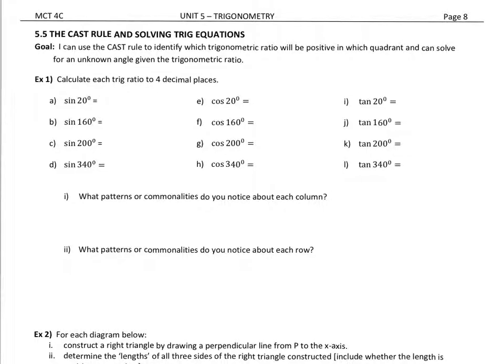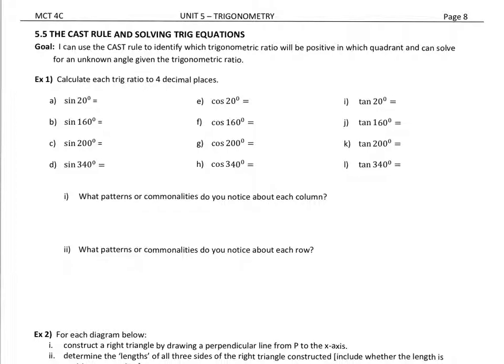Welcome to the next lesson in our trigonometry unit. The lesson here is going to focus on something called the CAST rule and how we can use it to solve trig equations. The goal is that we can use the CAST rule to identify which trig ratio will be positive in which quadrant, and we can solve for an unknown angle given the trig ratio.